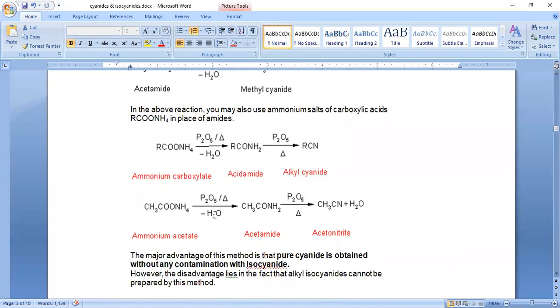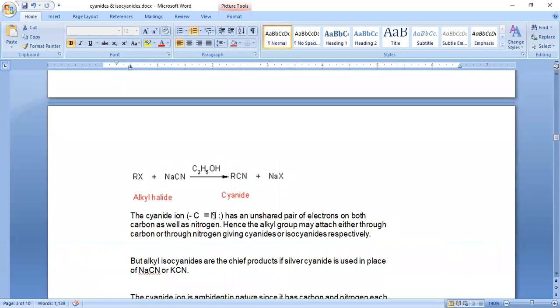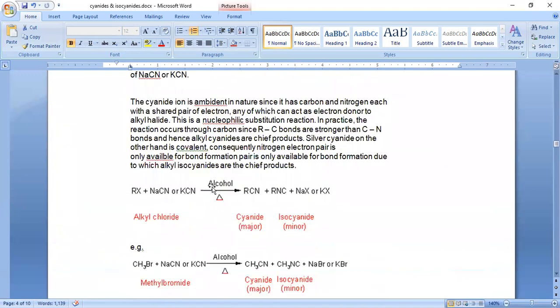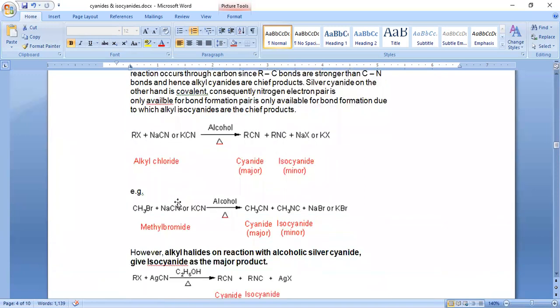These are also some examples. And next, from alkyl halides, sodium cyanide or potassium cyanide can be used, and we execute this reaction in the presence of ethyl alcohol. And next, these are some more examples.